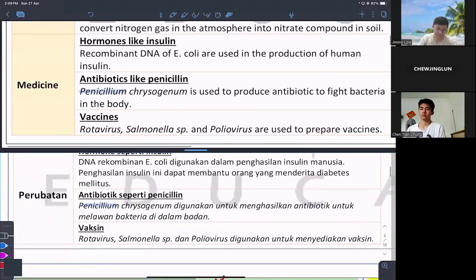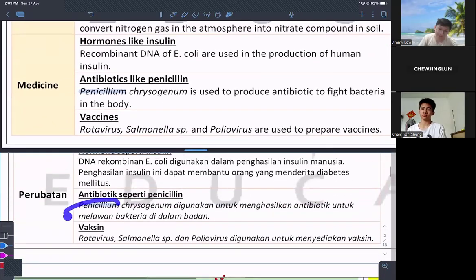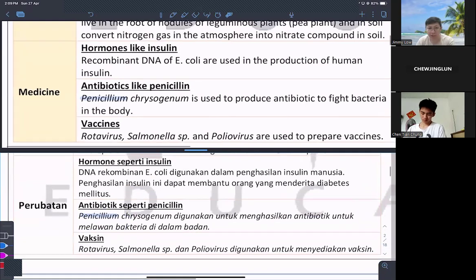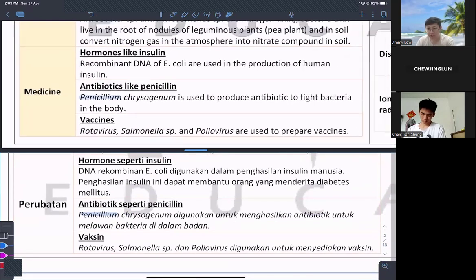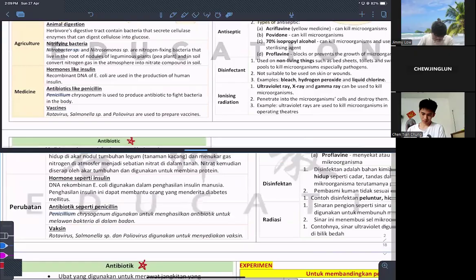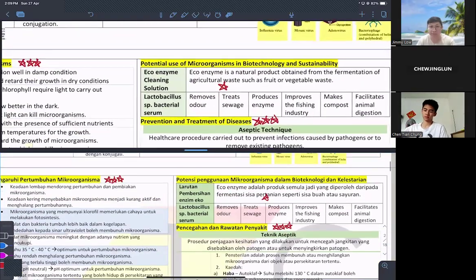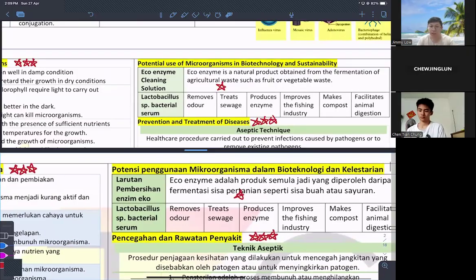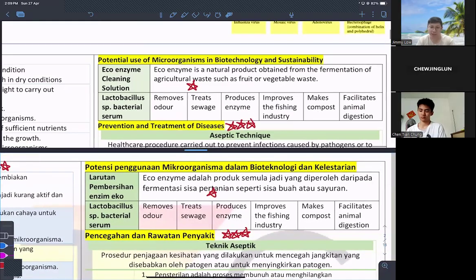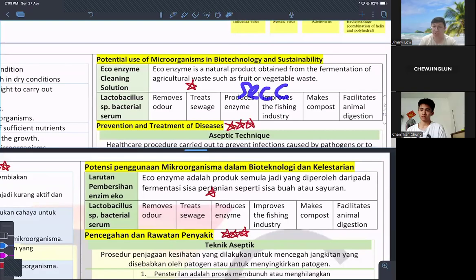One more is your medicine, penicillium. Penicillium makes penicillin, which is a kind of antibiotic. Just go through. And then ecoenzyme as well. Ecoenzyme is important. This one will come out in your section C, so take note. The question asks, what are the advantages and disadvantages of using ecoenzyme? Then you can say, remove odor, treat sewage, these kinds of things.